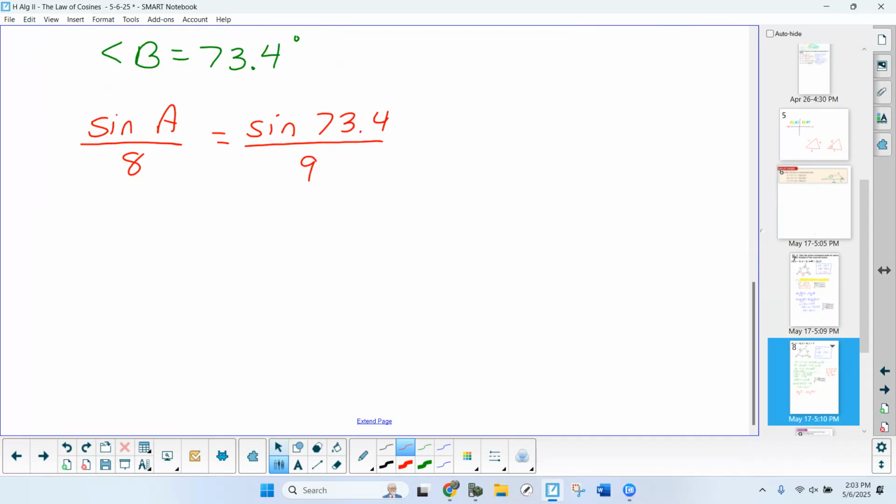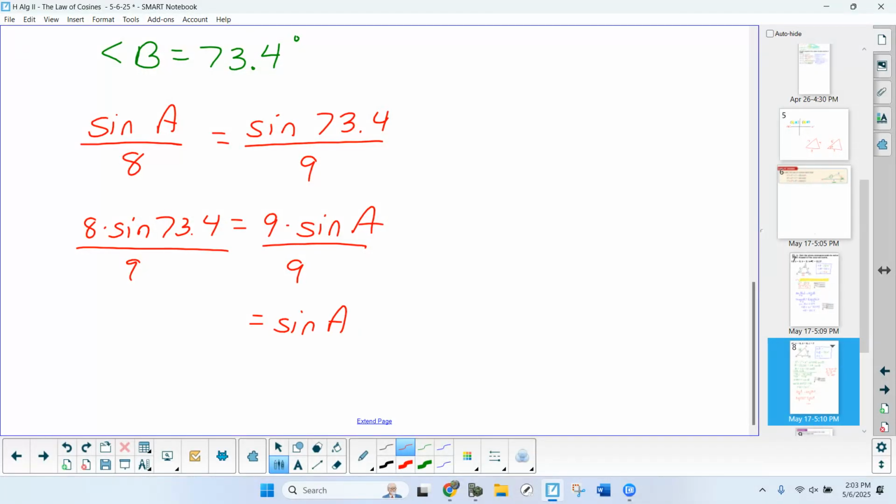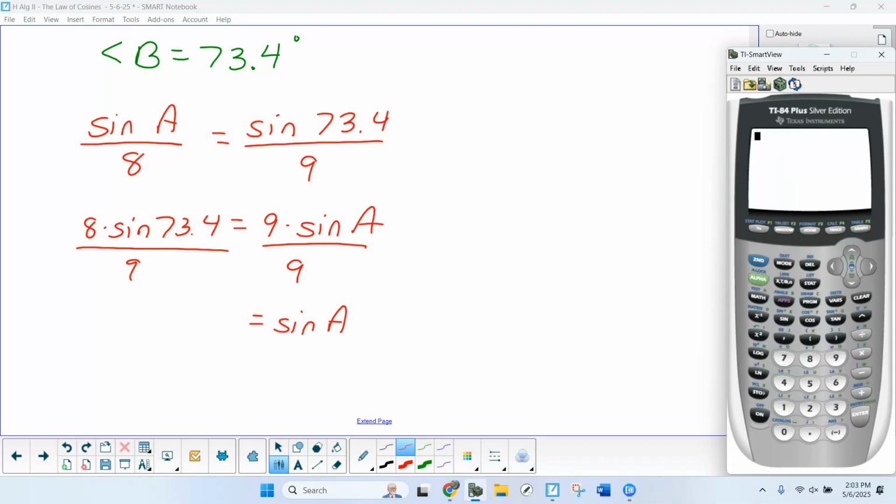So what do you want to multiply? I put the 8 in the front so I don't accidentally multiply it. Okay, and then here. And then do what? 9. And then you're going to take the what? After we find that number, so let's find that number. 8 sine of 73.4, hit enter, divided by 9. Okay, 0.8518.